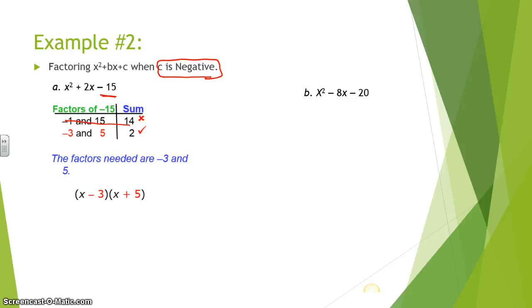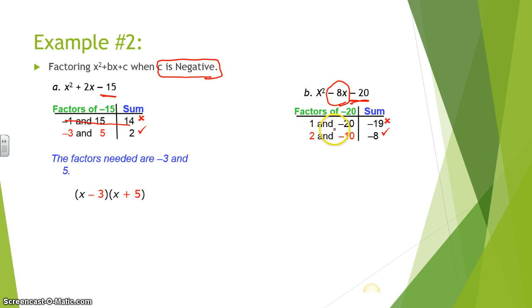Here we have x squared minus 8x minus 20. Notice we have our minus c, and we also have a minus bx right here, minus 8x. So factors we have to think of is one positive, one negative. You have to get a negative 20 and also a negative 8.